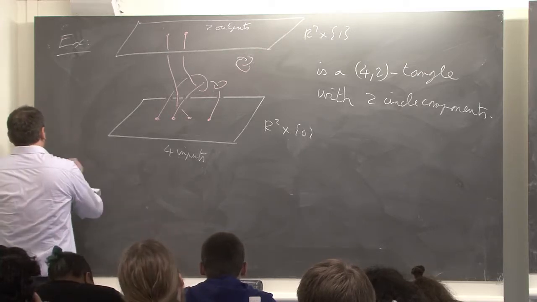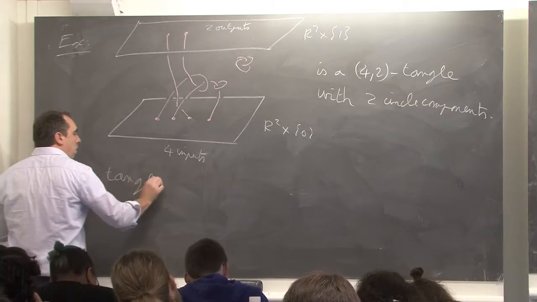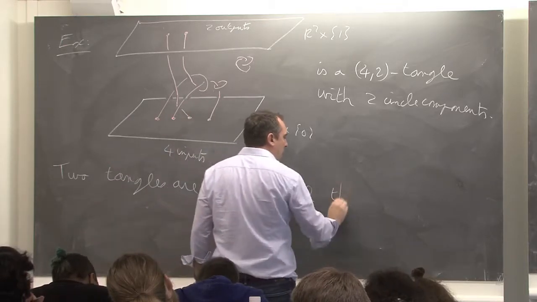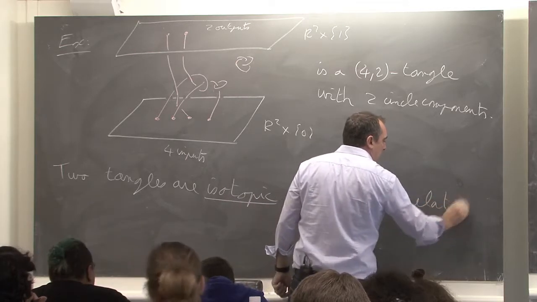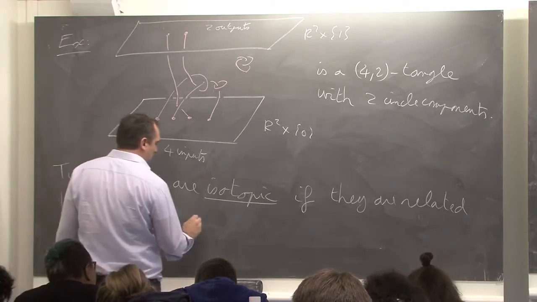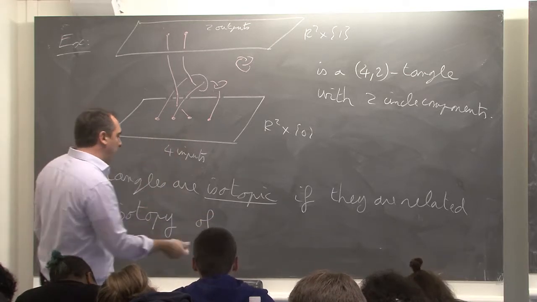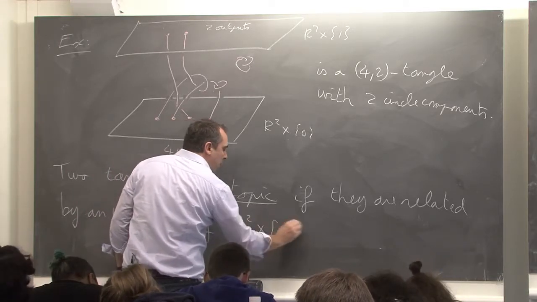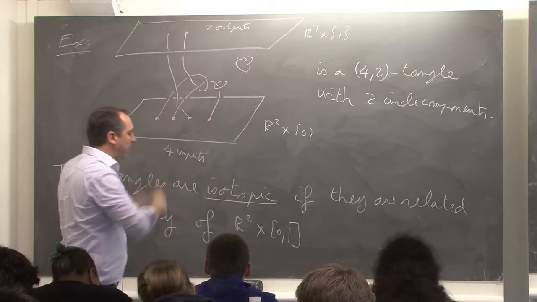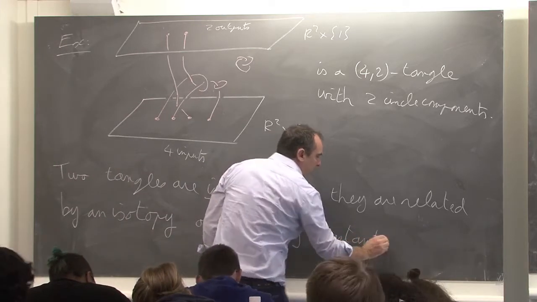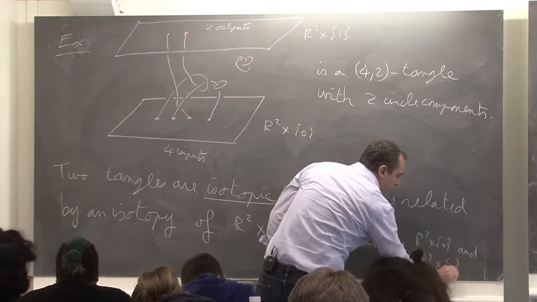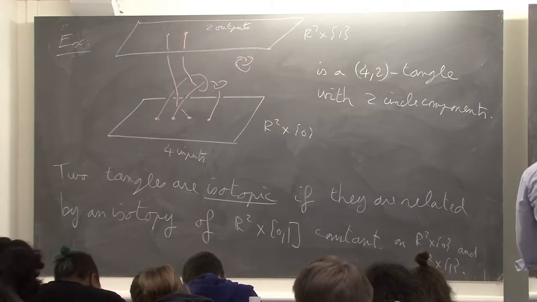Okay, and we say that two tangles are isotopic if they are related by an isotopy, not of R^3 as before, but of R^2 × [0,1], and we want this isotopy to be constant on the planes. So we can deform the space inside. So this isotopy is constant on R^2 × {0} and R^2 × {1}.